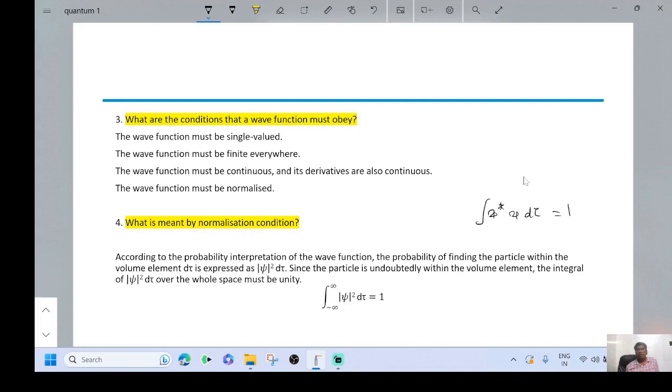According to the probability interpretation of the wave function, the probability of finding the particle within the volume element d tau is expressed as absolute square of psi into d tau. Since the particle is undoubtedly within the volume element, the integral of absolute square of psi into d tau over the whole space must be unity.